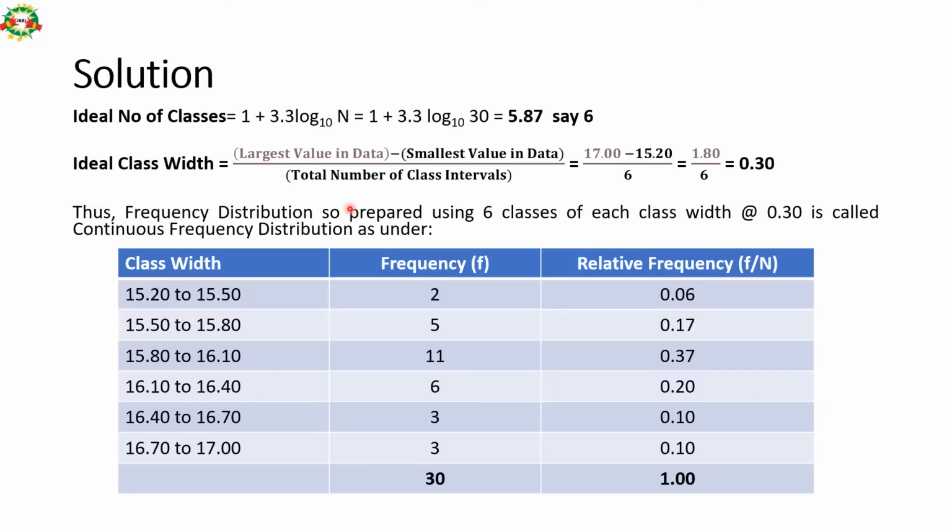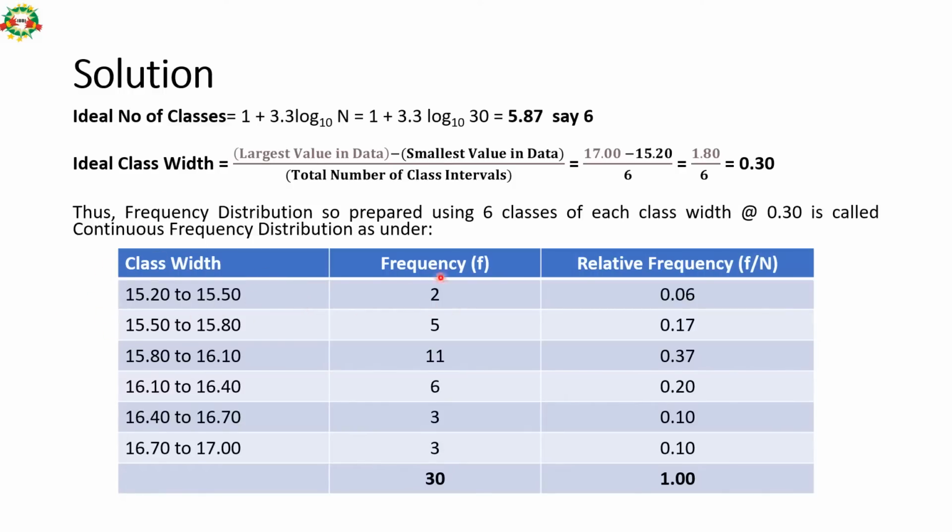The frequency distribution prepared using 6 classes, each of width 0.30, is called a continuous frequency distribution. This is the example. The first class is 15.20 to 15.50, then 15.50 to 15.80, then 15.80 to 16.1, and so on. These are the 6 classes. Then, from the data given in the previous slide, we have to find how many numbers fall in each class width.